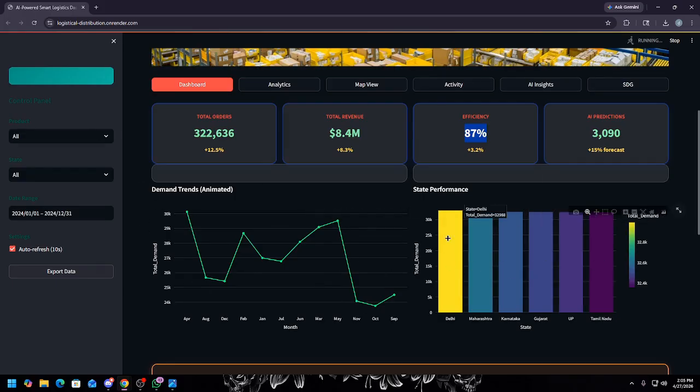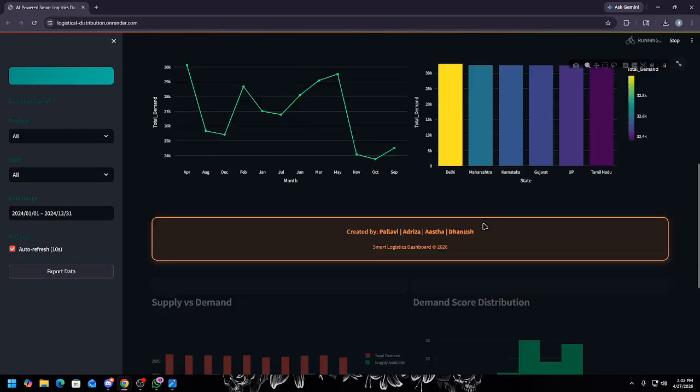And you can see the demand is all mentioned here. You can see that Delhi is the highest, followed by Maharashtra, followed by Karnataka, and so on. So these are the demand of the required products. And this is our supply.